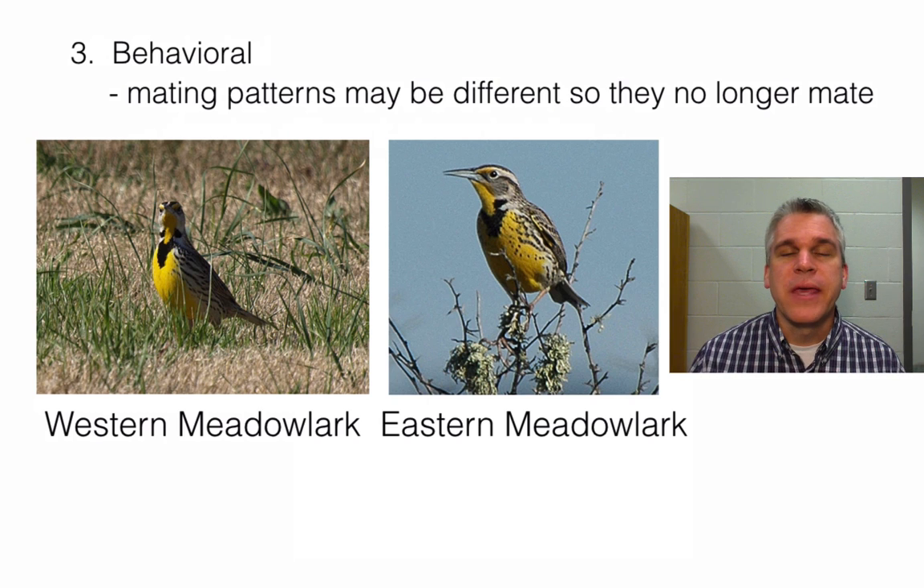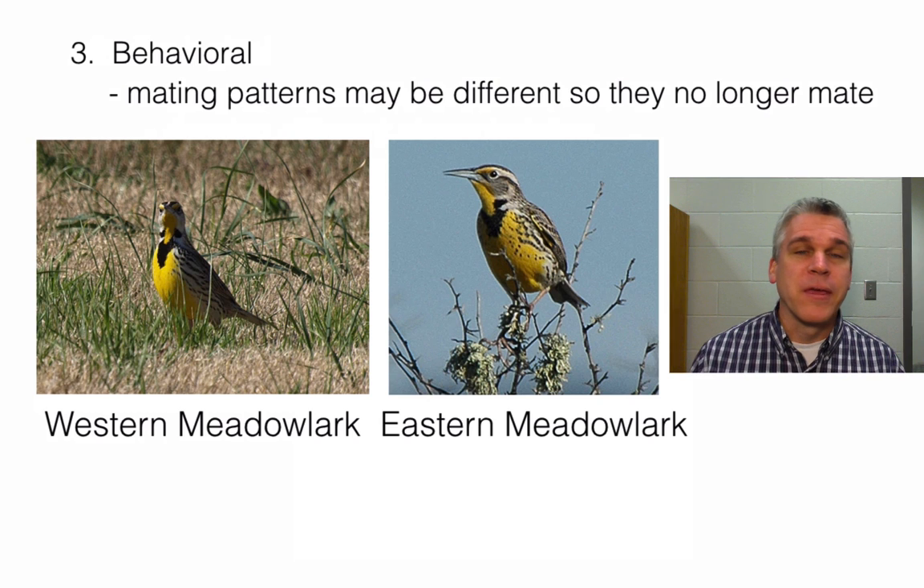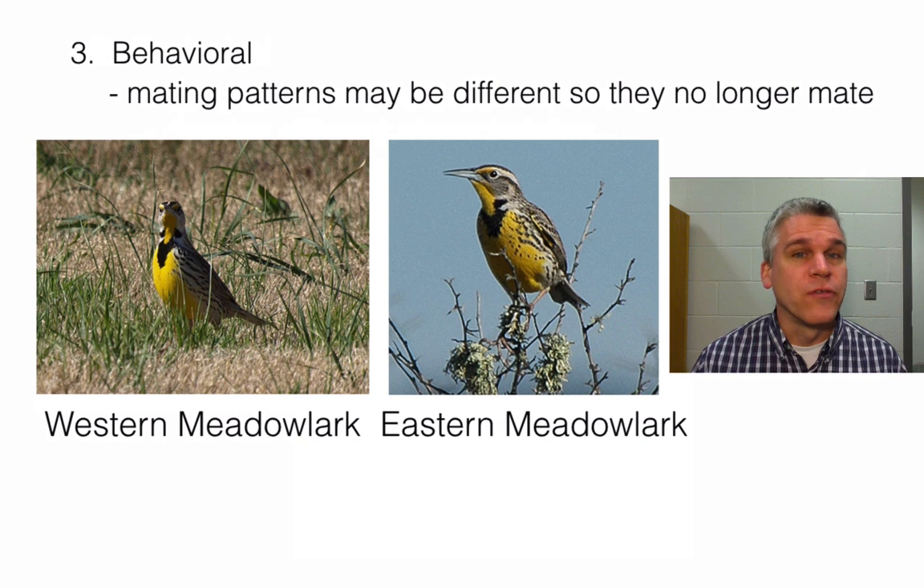They have different behavioral patterns. With these birds, when the male is singing to attract a female, the eastern meadowlark song doesn't attract a western meadowlark female. And so they never mate. The western meadowlark females are looking for a particular song that only the western meadowlark males are singing. Because of this, their gene pools have become isolated, and now they are 2 different species.